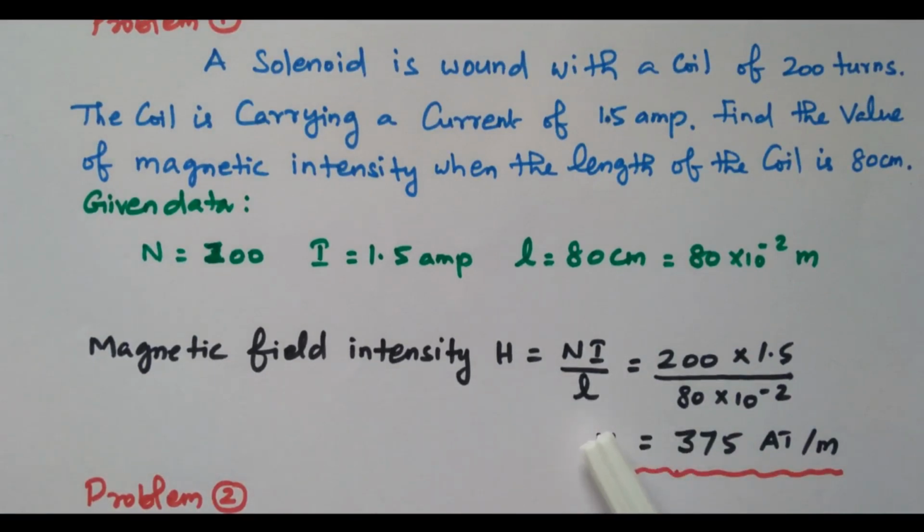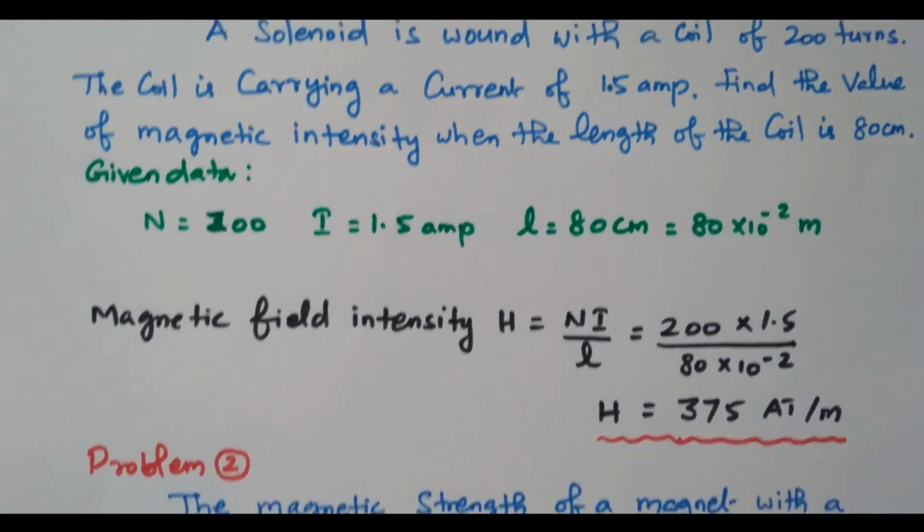Very simple formula, very simple problem. It's a direct substitution only. All the data are available: N available, I available and L available. So all the values are substituted. After simplifying this, we got the magnetic field intensity equal to 375 ampere turns per meter. The unit for magnetic field intensity is ampere turns per meter. Now we'll go to the second problem.